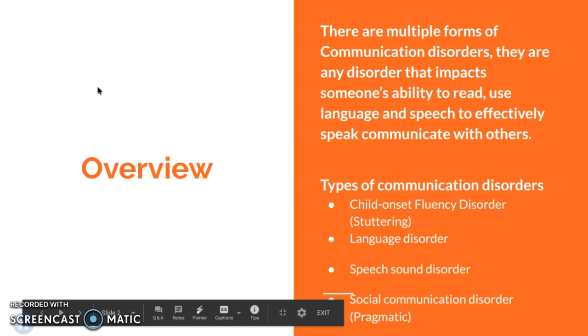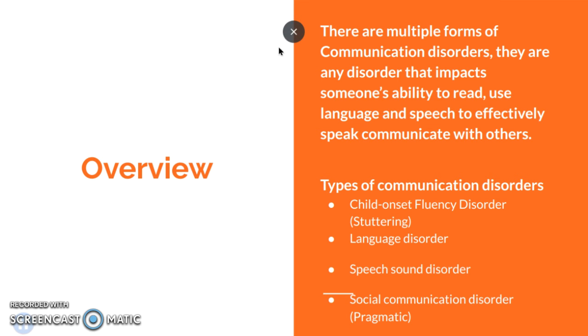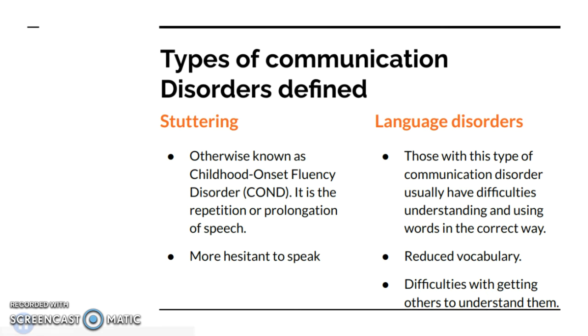Alright, I made my video on communication disorders. Communication disorders are disorders that impact somebody's ability to read, use language and speech to effectively speak or communicate with others. There are four types of communication disorders. One is childhood onset fluency disorder, which is stuttering, language disorder, speech sound disorder, and social communication disorder.